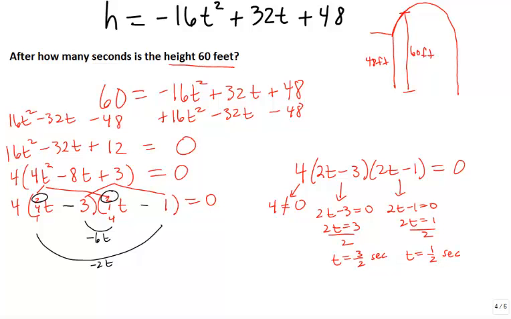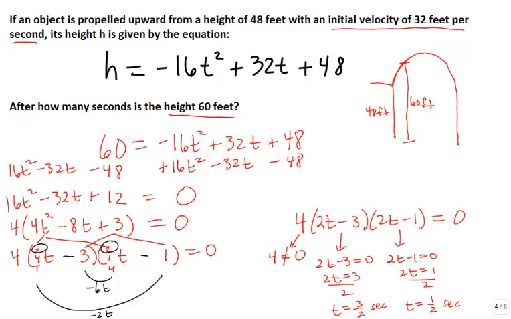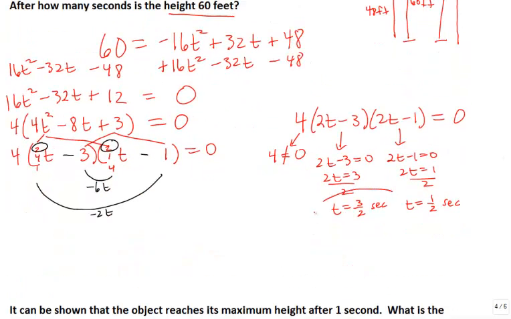And if you visualize this picture, you'll see that it does, because it takes half a second for the ball to hit 60 feet on the way up, but then it's going to hit it again on the way down. So this is time half a second, and this is 3/2 of a second. So it does make sense for there to be two solutions.